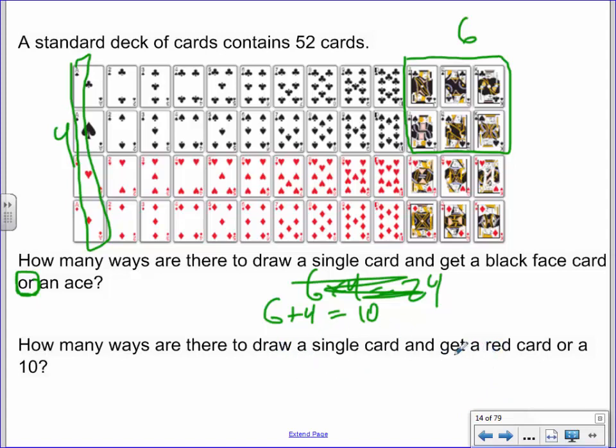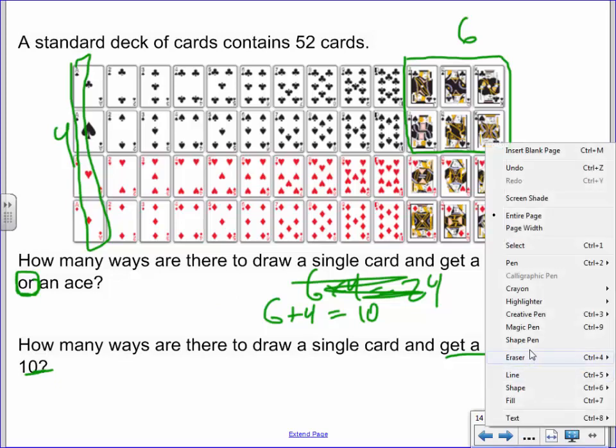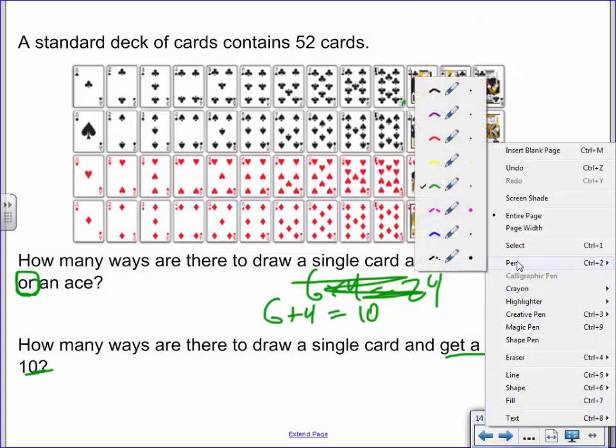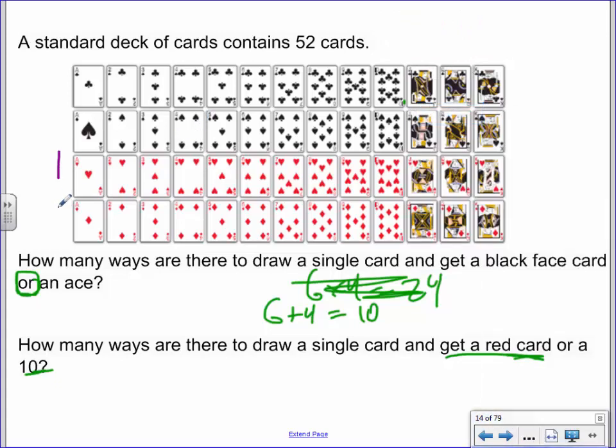Let's say that you win on any red card or a 10. You win on any red card or a 10, which really isn't poker, but how many red cards are there? Well, half of the deck is red, right? If you know this, there are 26 cards right here that are red.